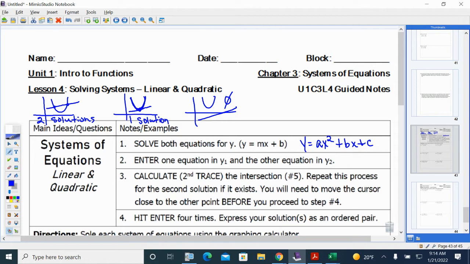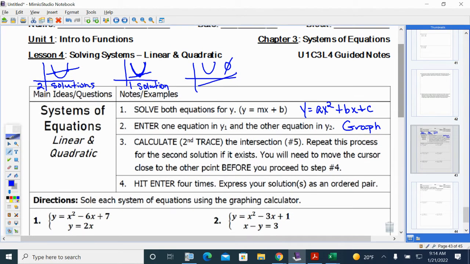The second step says to enter one equation in y1 and the other equation in y2, and then you're going to graph those. And you're going to look at the graph on the graphing calculator. And it's at that point that you want to look and decide, how many solutions do I have? Some of the solutions may not actually be on the screen. We'll talk about that in just a second.